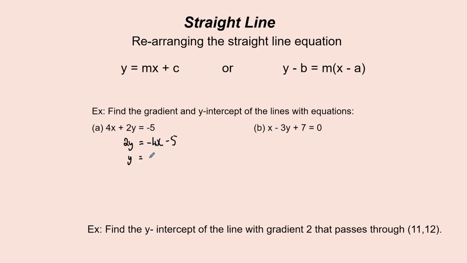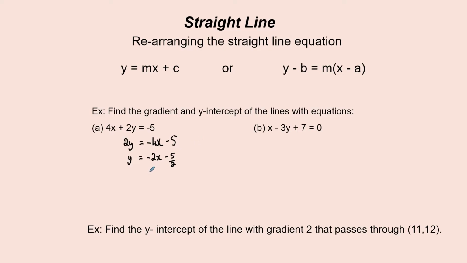And if we do that, we divide this by 2, that becomes y. Divide this by 2, that's going to become negative 2x. Divide this by 2, that's going to become negative 5 over 2, or negative 2.5. I would prefer avoiding decimals where possible, so I'm going to stick to the fraction here.